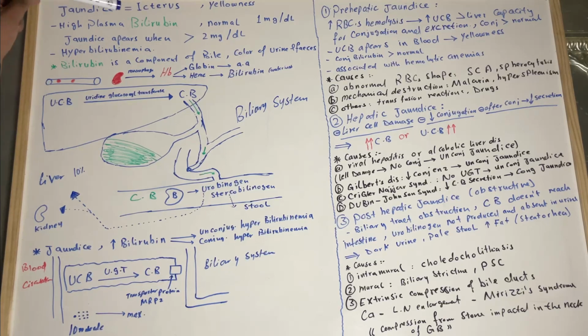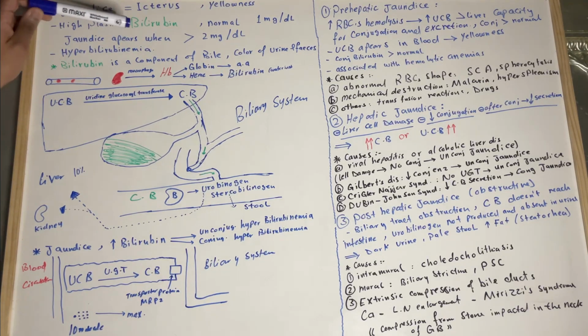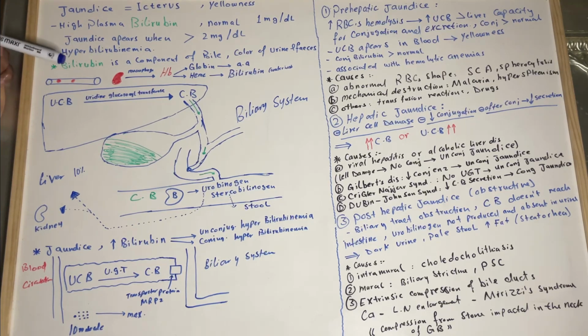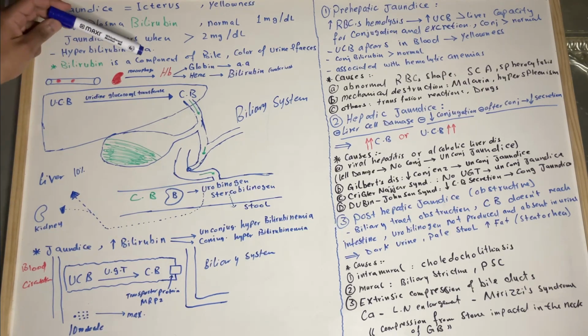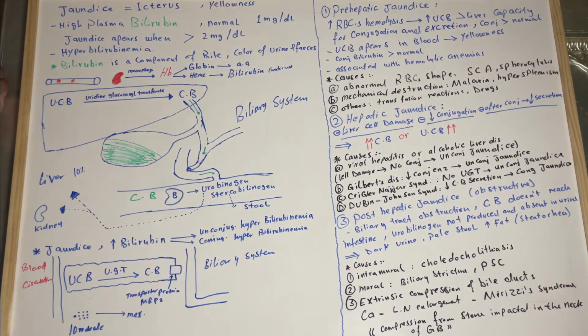The normal level of bilirubin is 1 milligram per deciliter, and jaundice appears when it's more than 2 milligram per deciliter. So jaundice is always about hyperbilirubinemia. And since jaundice is the high levels of bilirubin, or hyperbilirubinemia, it's very important to know where bilirubin comes from or what bilirubin is. Bilirubin is a component of bile and a coloring. It's coloring the urine and feces.